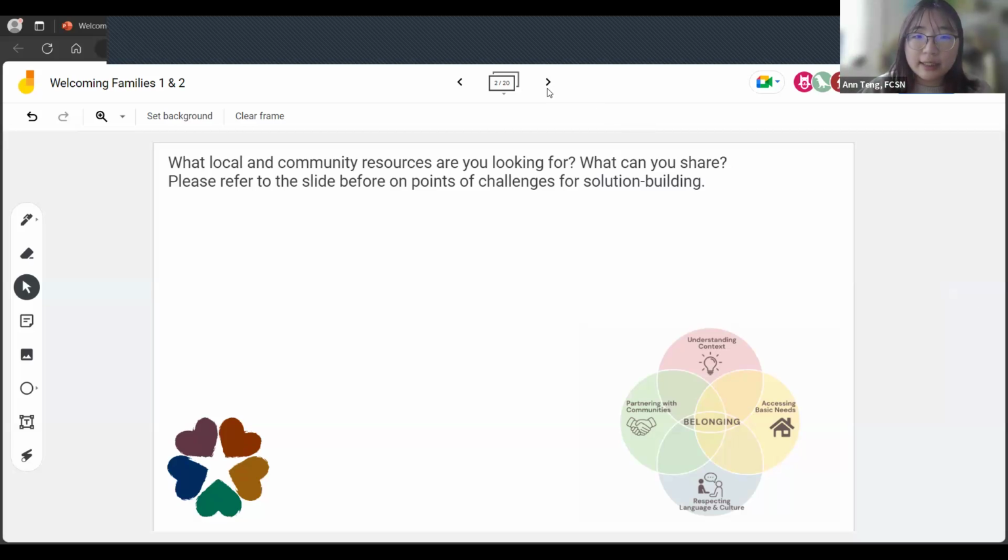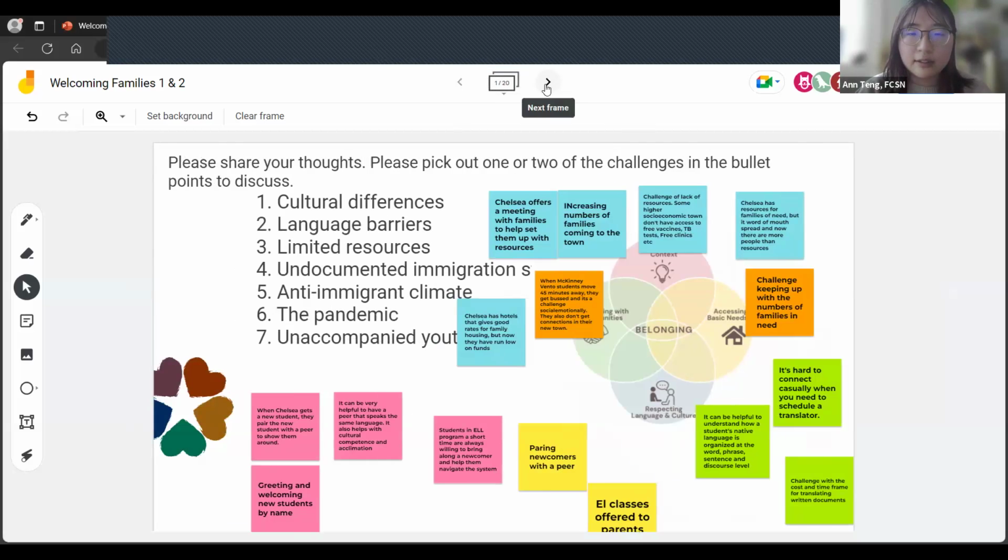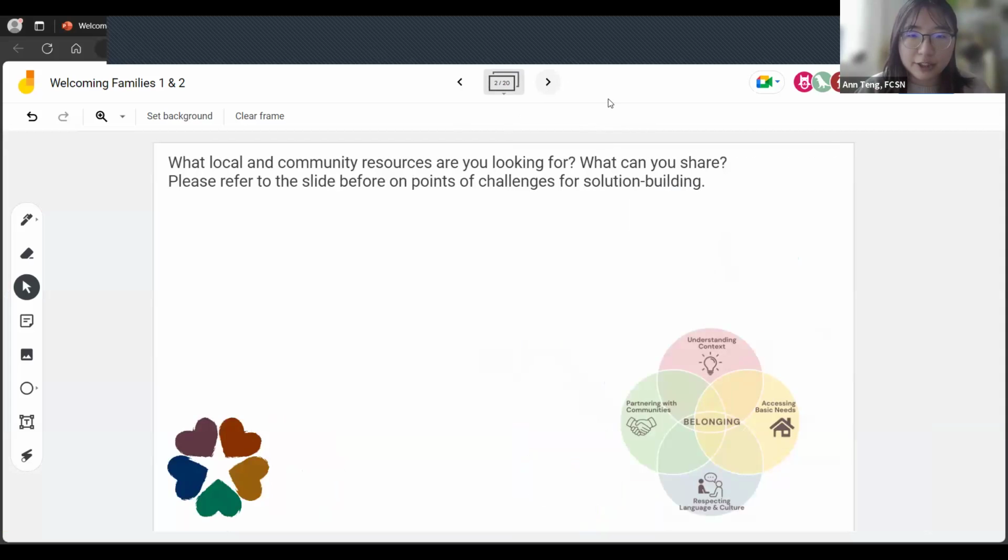So with that being said, I'd like for us to focus on the second page. This is the first page. If you click over here, we'll go to the second page and start a discussion on what local and community resources we're looking for. I think this is also a really great space for folks to share where they're coming from and also find ways to network if possible.